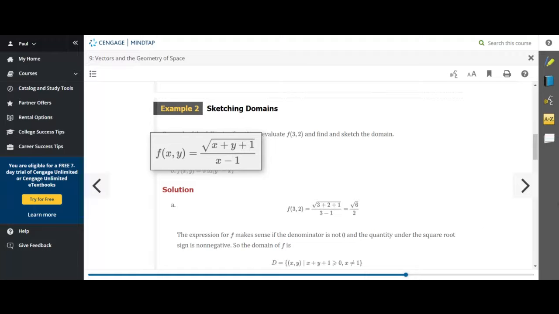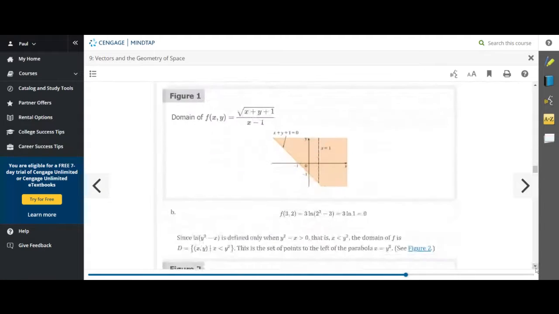But let's take a look here at the picture of the domain. Okay, here's a picture of the domain for this function. So x equals 1 is an asymptote. So the domain, of course, is in the xy plane, right? It's a subset of the xy plane because our function's a function of x and y. So x equals 1 is excluded from the domain. And then we need that x plus y plus 1 be greater than or equal to 0.